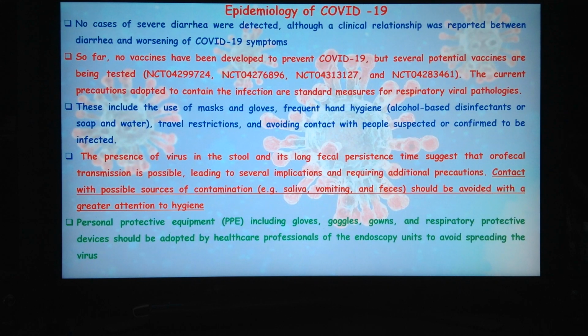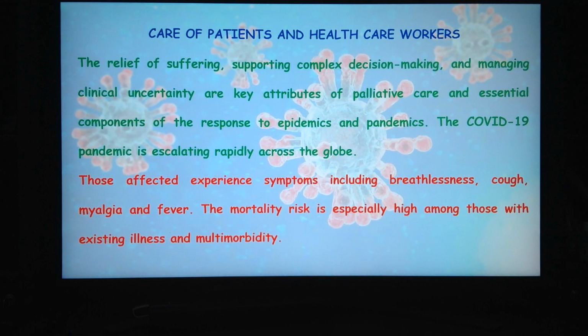The presence of the virus in the stool and its long-term fecal persistence suggests that orofecal transmission is possible. So contact with possible sources of contamination like saliva, vomit and feces should be avoided, and personal protective equipment should be worn. Care of patients and healthcare workers is of prime importance, and it should be taken with full attention.